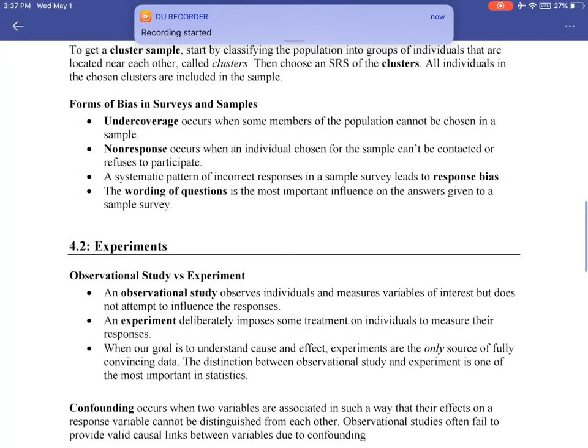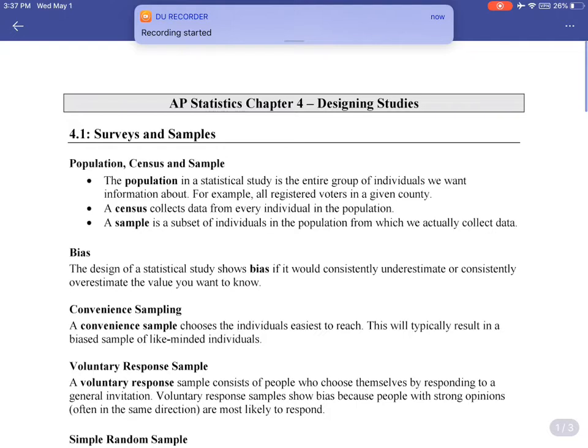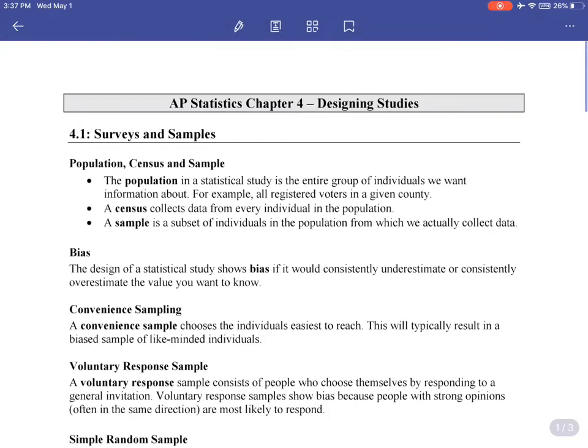Good morning, 1A. Today we are going to be reviewing Chapter 4, which was Designing Studies. So in this video, I'm going to be going through the cheat sheet that we have for Chapter 4, basically going through all the vocab that we talked about.